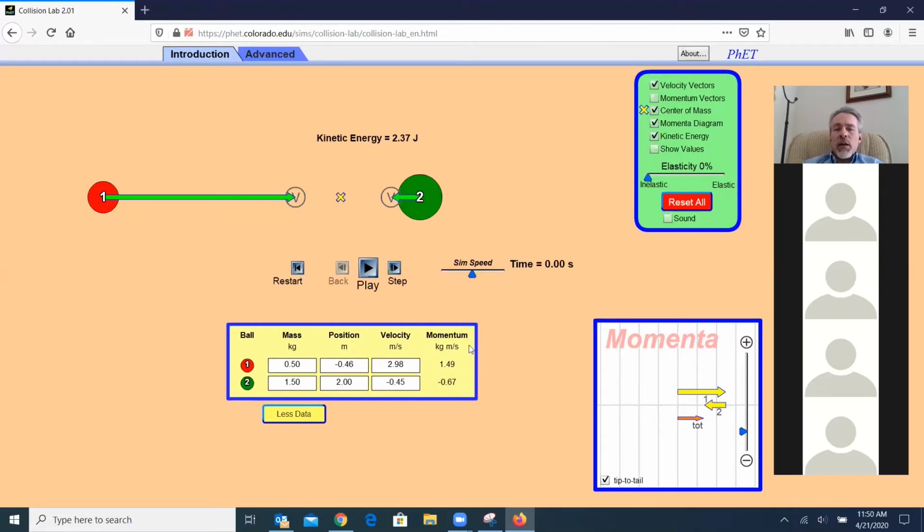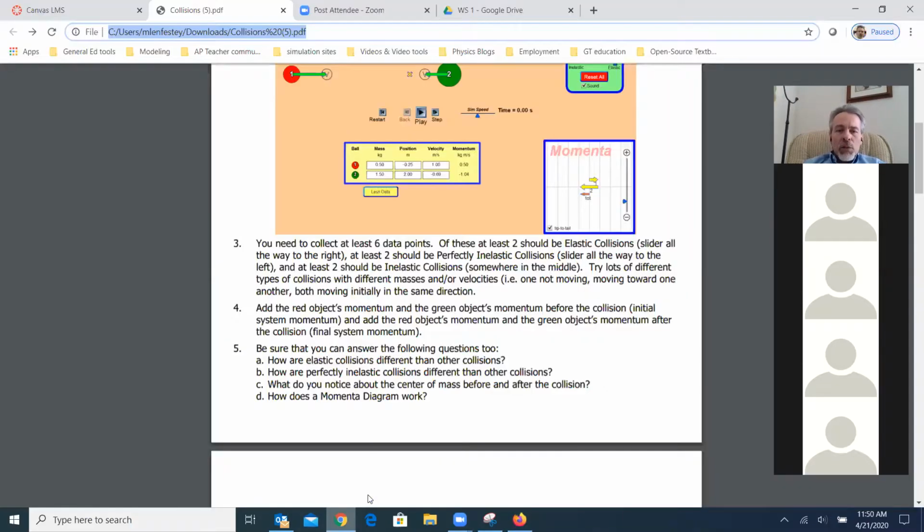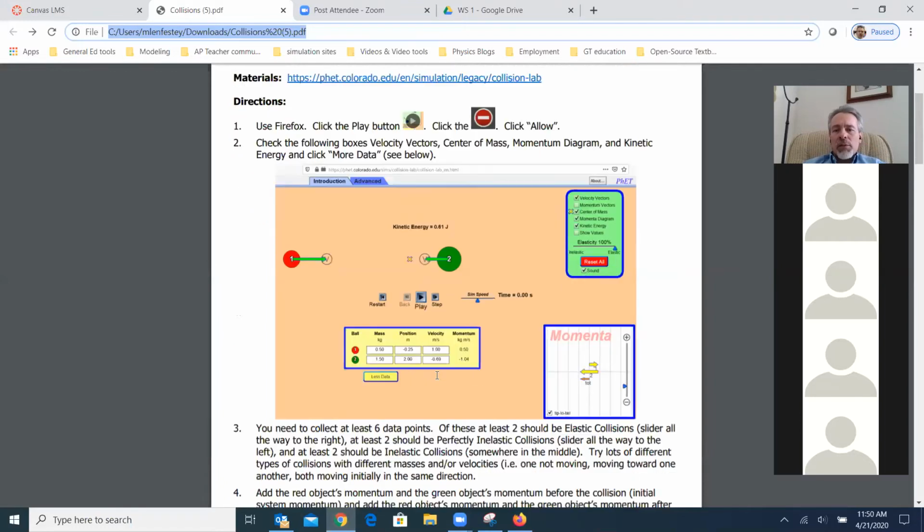And then after they collide, it will also give you the two momenta. You just have to add them together. So you figure out the total momentum before and the total momentum after, and you only need 6 data points. Okay, I want to go back to those directions though, because there's more to it than the 6 data points, because I don't think it'll take long to get those data points.